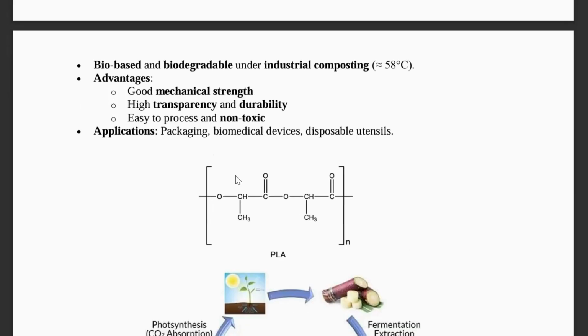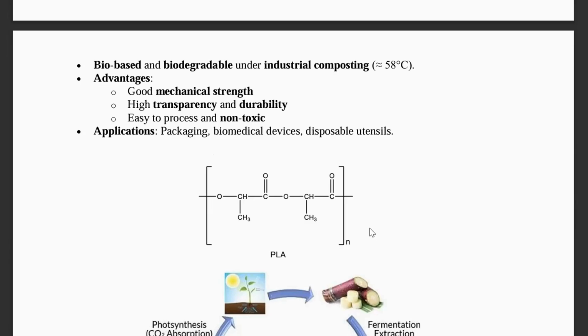This is the structure of PLA. You have to write the structures and diagrams in order to score in biology. And mainly, the notes are oriented on what the important topics are, the main highlighting points that your answer should have.